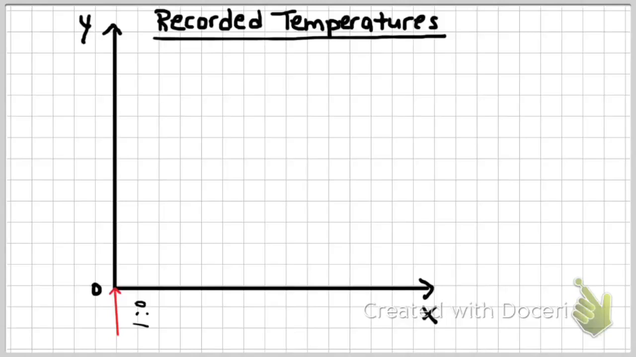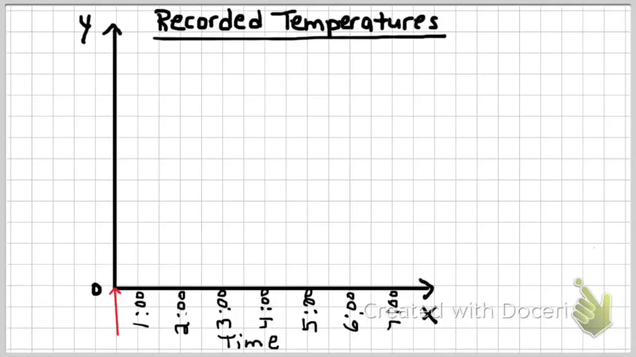So I have 1 o'clock on my first line, skip a line, 2 o'clock on the next line. See how it sits right on top of the line? Skip a line. 3 o'clock, skip a line. 4 o'clock, skip a line. 5 o'clock, skip a line. 6 o'clock, skip a line. And 7 o'clock. And now my title for the x-axis, according to that table, was time, and the unit was in parentheses, which was AM. So I have now fully labeled my x-axis. I'm ready to go ahead and label my y-axis.